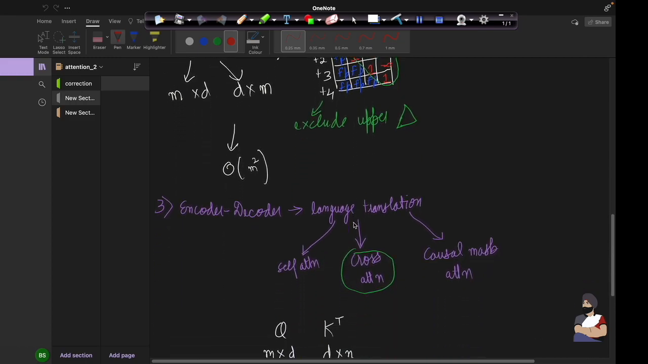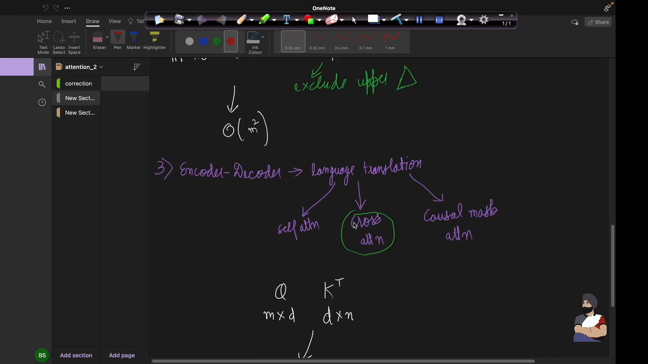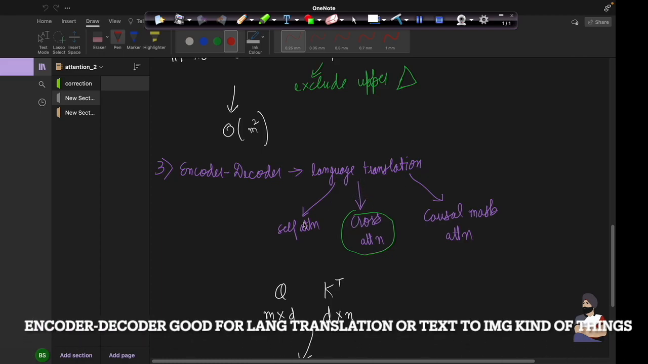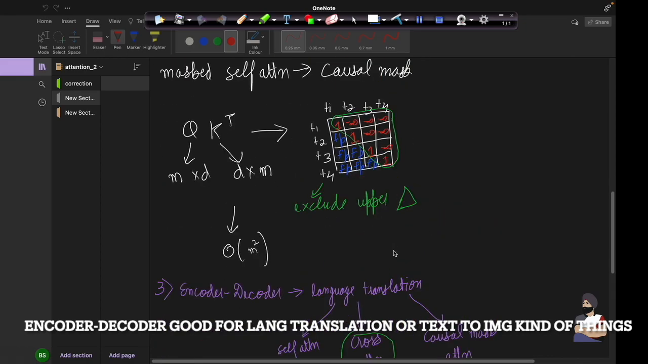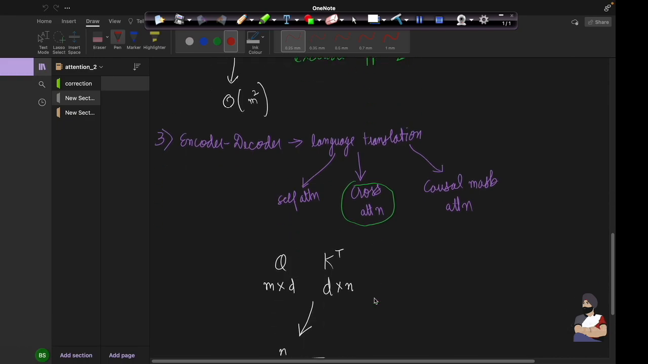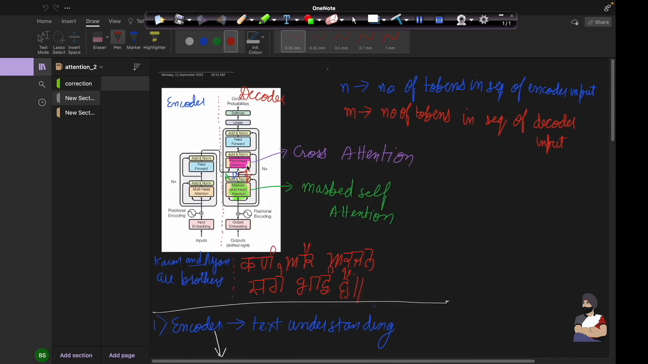So encoder decoder on the whole is good for language translation, and it is using self attention and causal masking attention, this form of attention, and also the cross attention. So this is a cross attention over here.